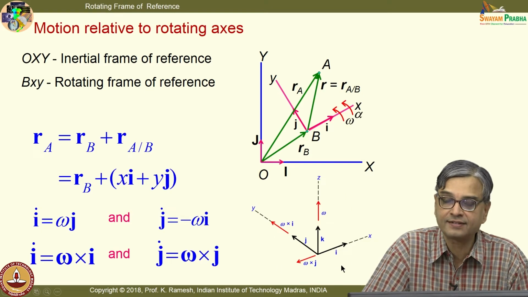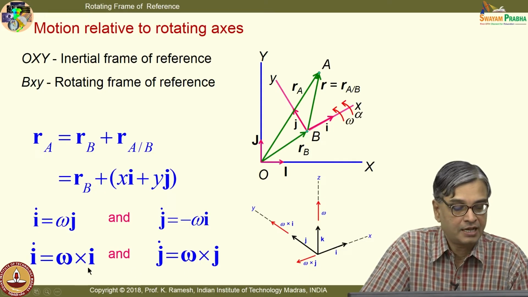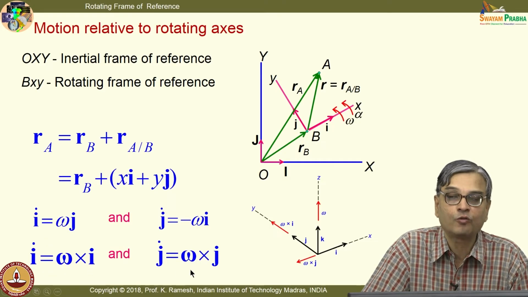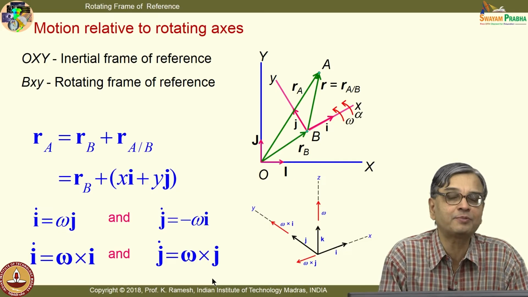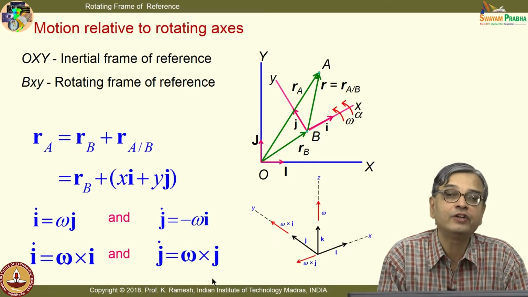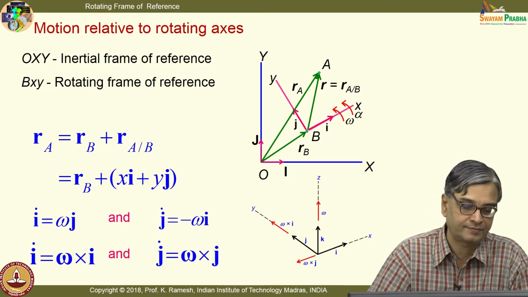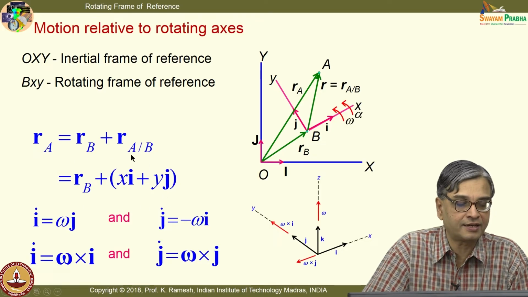So, put this axis and recognize that these are vectorial quantities. I have put the vector cross product, and then i dot is simply omega cross i and j dot is omega cross j, with an explicit understanding that we are in the chapter on rotating frame of reference. We would interpret i and j as unit vectors of the rotating frame for convenience. So, I have also replaced RA as RB plus xi plus yj.